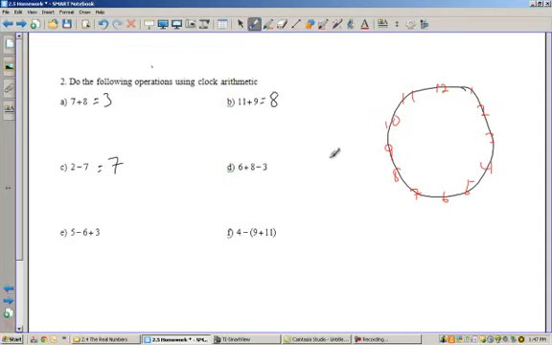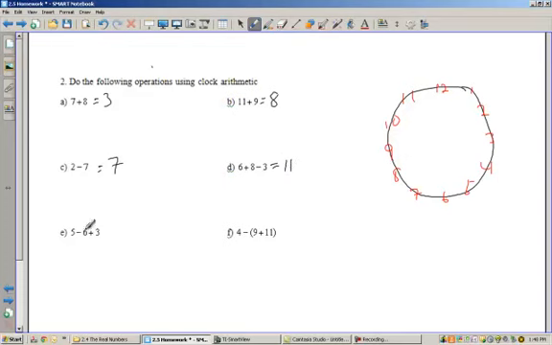So I have 6 plus 8. So I start at 6, and I add 8. 1, 2, 3, 4, 5, 6, 7, 8. That lands me on 2. And then I'm going to subtract 3, because it's 6 plus 8 minus 3. So I go to the left, counterclockwise, 1, 2, 3. And so this is equal to 11.